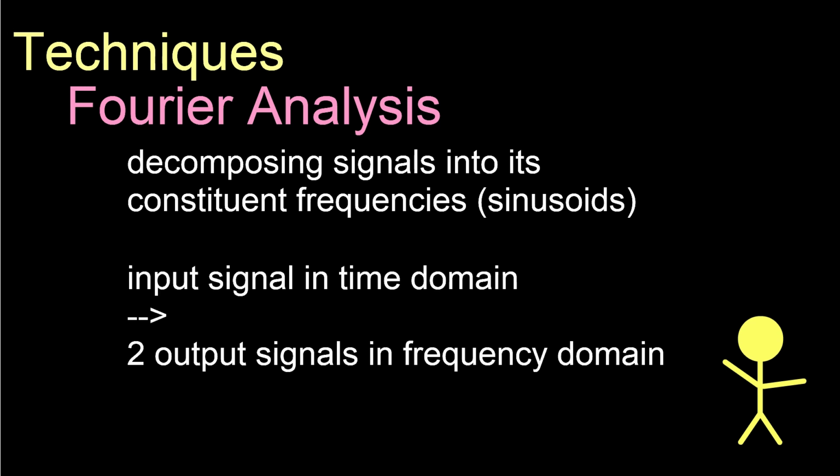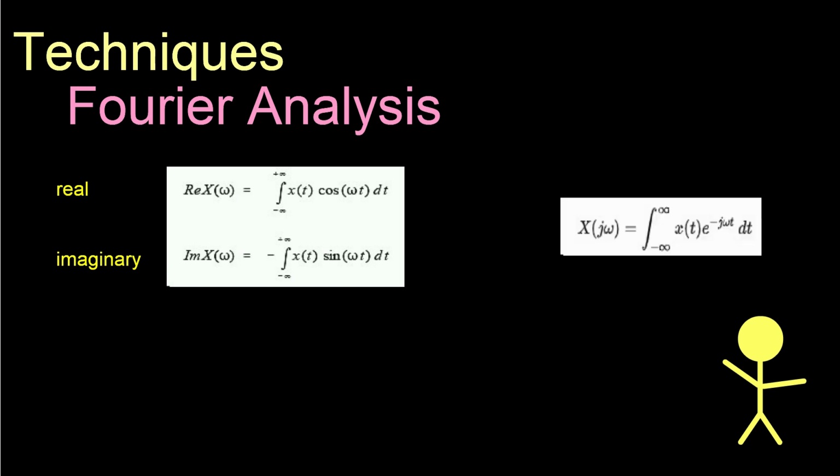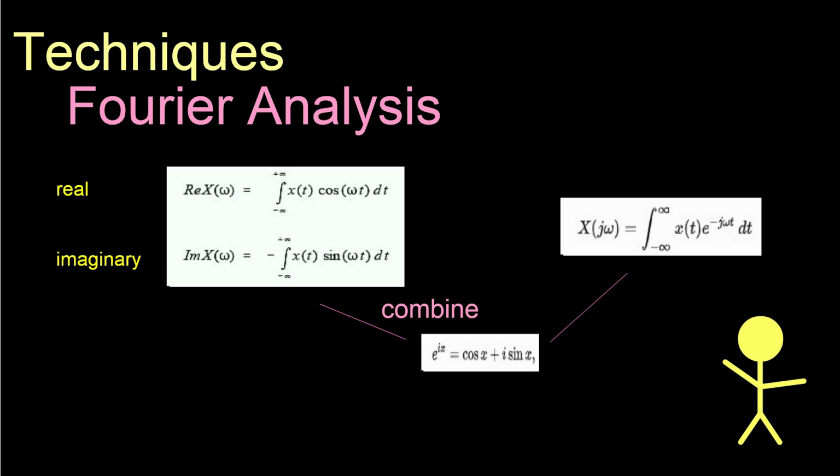In Fourier analysis, one input signal in the time domain results in 2 output signals in the frequency domain. The frequency domain is characterized by amplitude of the sine and cosine waves. There are 2 output signals because there is a real part, which corresponds to the amplitude of cosine waves, and an imaginary part, which corresponds to the amplitude of sine waves. j is an imaginary unit, and omega is frequency. We put these 2 equations together using Euler's formula to form the mathematical equation for the Fourier transform.